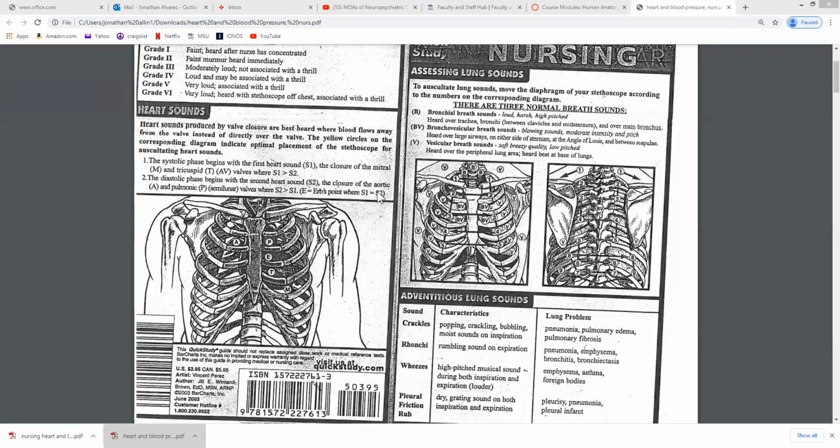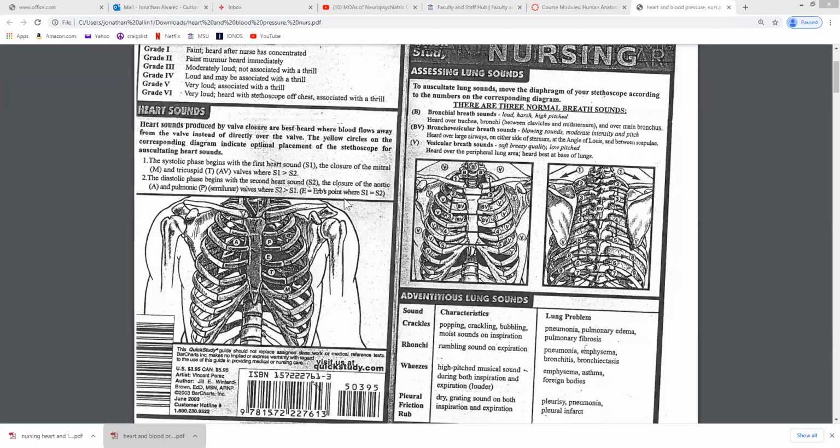So that's S1 and S2. However, at Erb's point, they're basically equal in pitch. They sound the same. And you're going to pick up on that at the third intercostal space on the left.